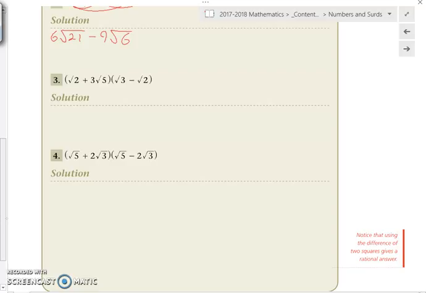This is a binomial one. So what are we going to do? We have a method. FOIL, first, inside, last, outside.